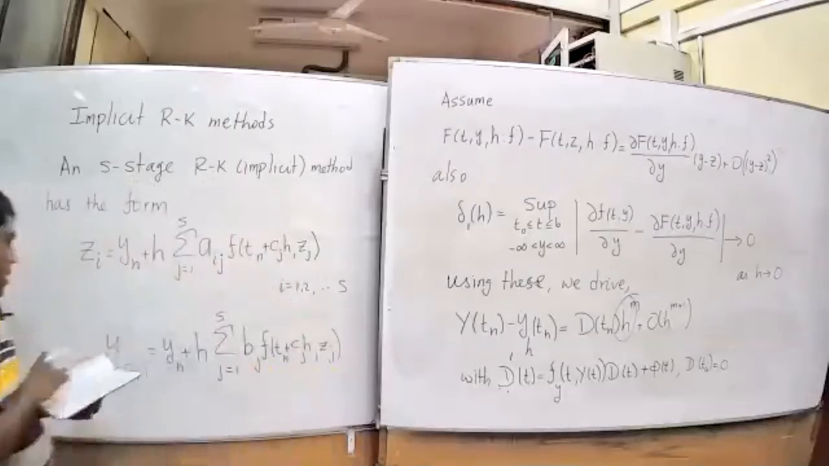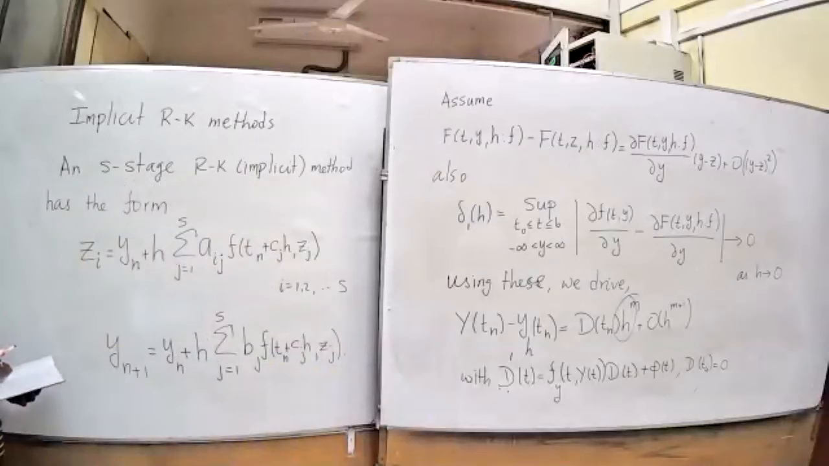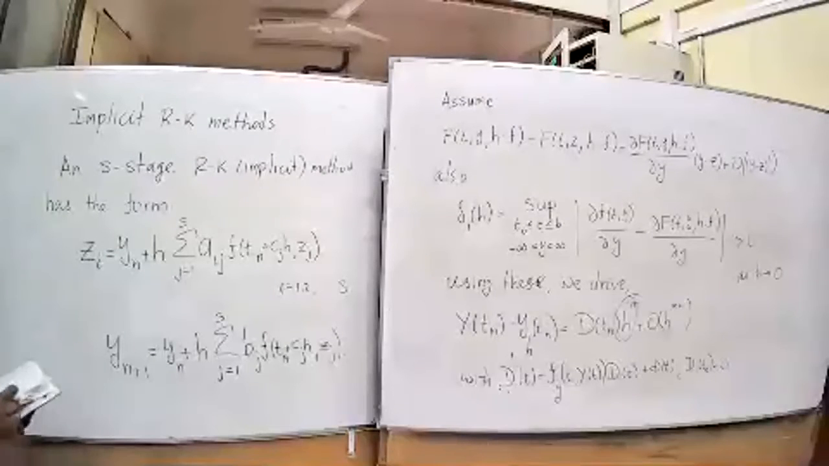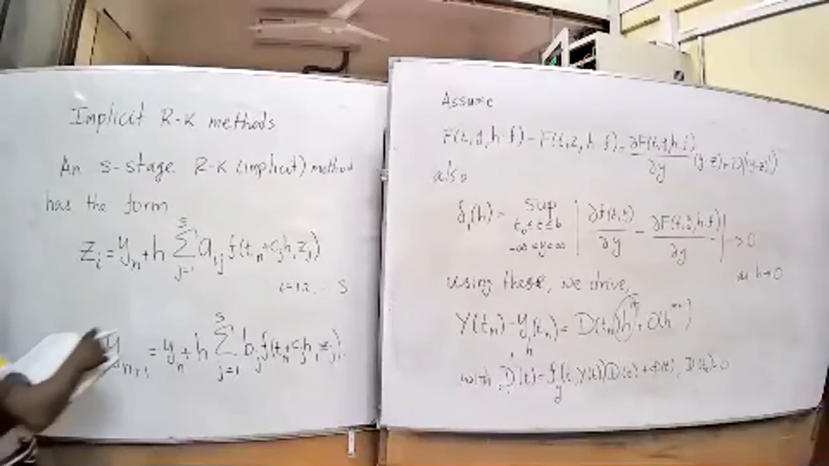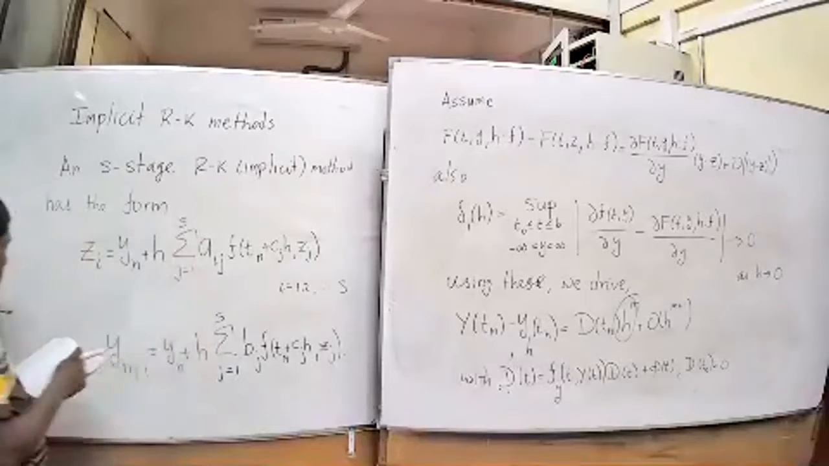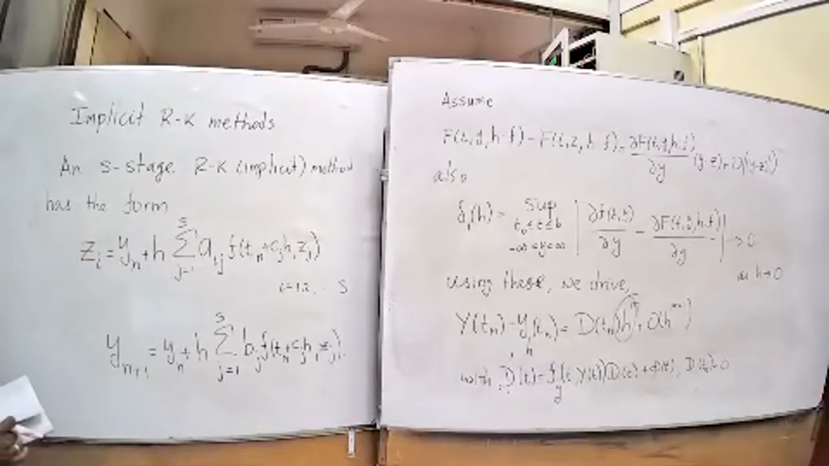Right, so here the summation of bj yj will go all the way up to s, right? And also the z will go all the way up to s, right? So in there you go up to I minus 1, right? So here we go all the way up to I minus 1 in the explicit method, but in the implicit method, you go all the way up to S, right?